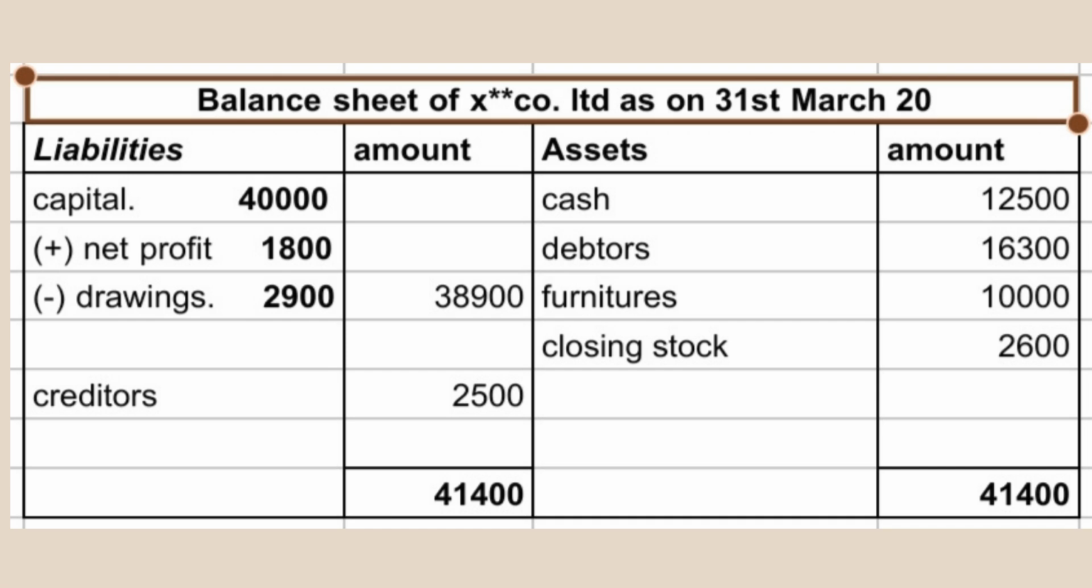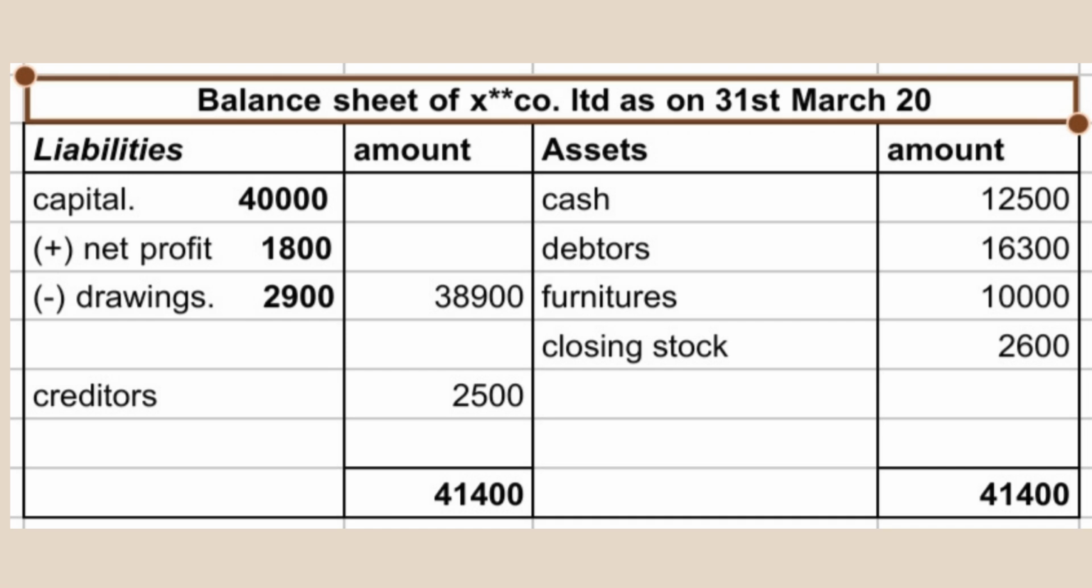Now let's see our liability items. You need to take capital first. Consider capital first, 40,000 in the inner column, and add net profit from the P&L account. So you got 1800, you need to add. For example, if you're getting a net loss, then what should you do? You should deduct. I hope it is clear. After calculating capital plus net profit, you need to find out whether drawings are given or not. If given, please deduct it.